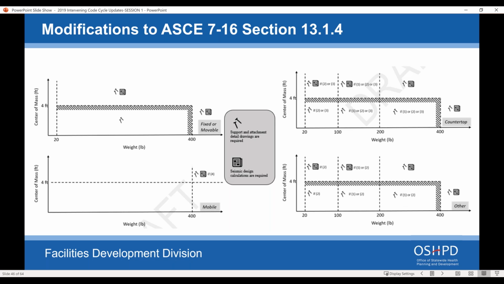So like that, you can move through each of those figures. Once you decide what classification your equipment is, you will know whether it's exempt or whether it's to be anchored and what the requirements are for that. So I recommend everybody look at PIN 68 if you're not clear on what needs to be anchored and braced.